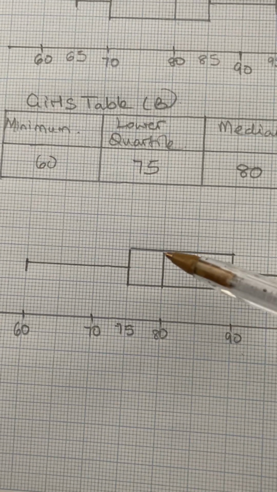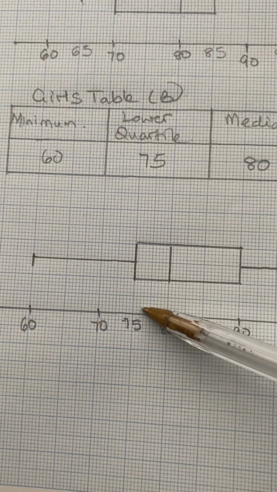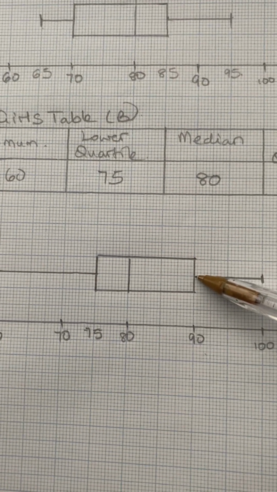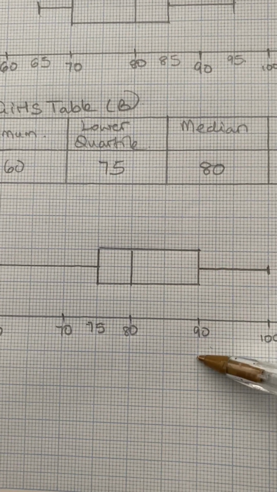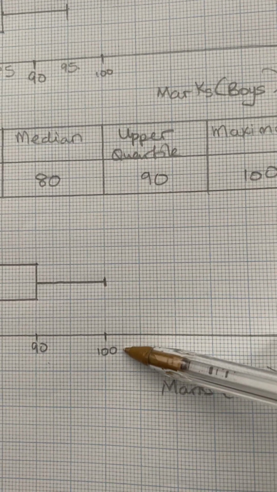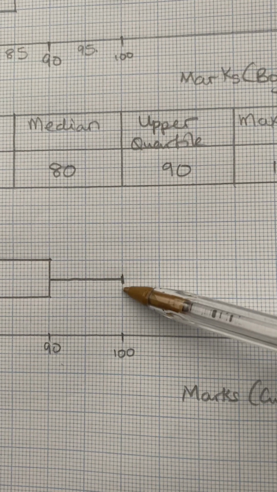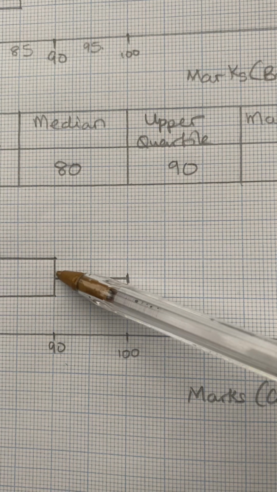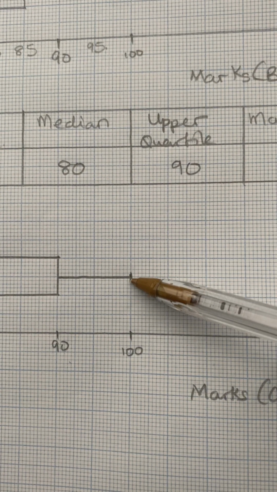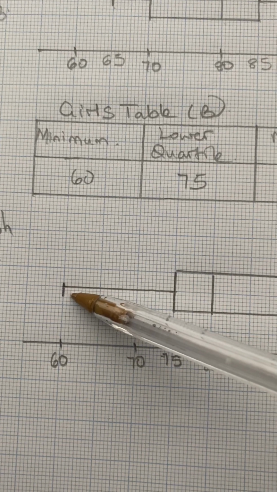So as I told you, the lower quartile is 75 for girls. The upper quartile is 90. The maximum mark is 100. Okay, the maximum and the minimum mark is not part of the box. So you have to draw a straight line, put a cross or a small bar here, and that will be our minimum mark.